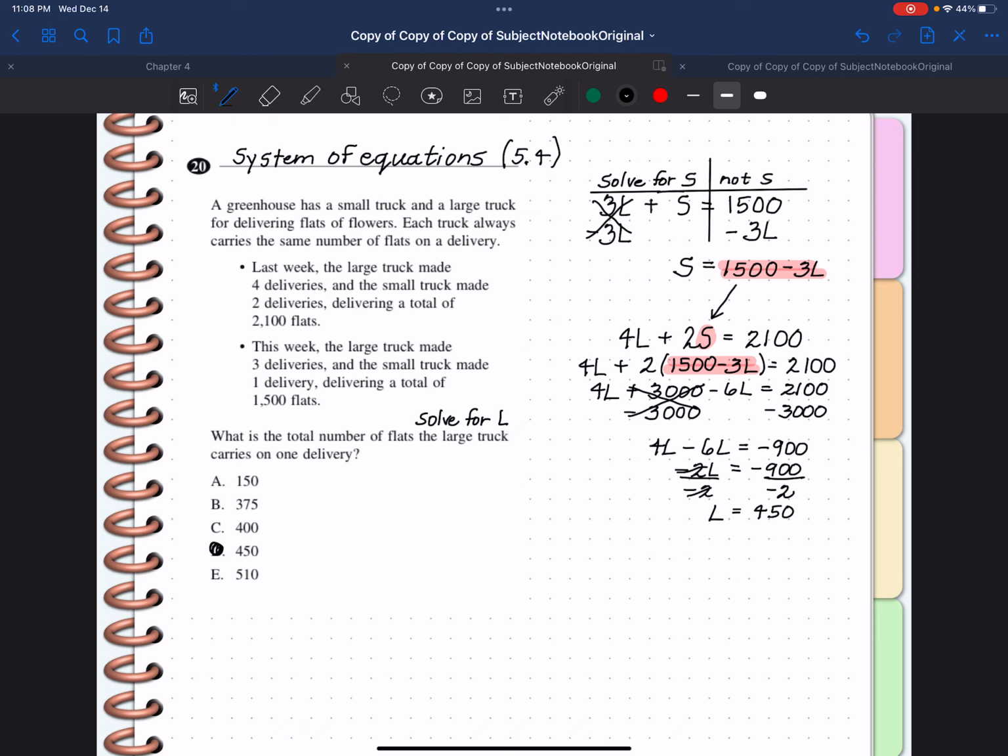So I like answer D for this one. It is not an easy problem. There are other ways to solve systems, but this is the way that I did it on this one. Again, if you need more practice on these, look at lesson 5.4 in the Achieve book.